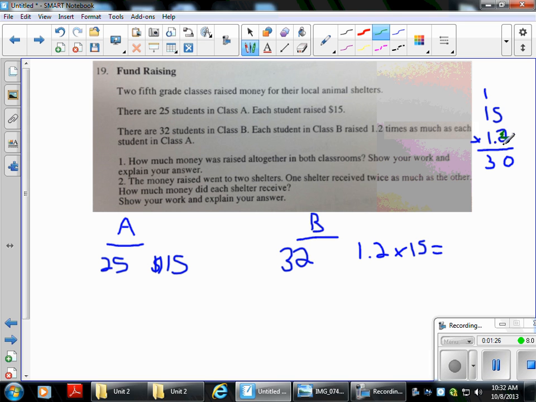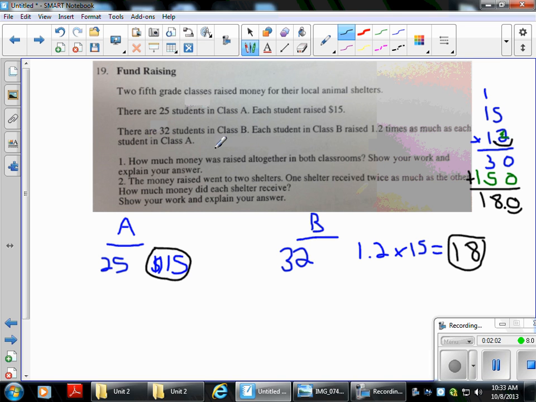I'm going to cross out this 2. Put a 0 here. 1 times 5 is 5. 1 times 1 is 1. Go ahead and add these together. 0, 8, 1. I have 1 decimal in the problem. Move the decimal over. 18.0. So each student in Class B raised $18. Each student in Class A raised $15.